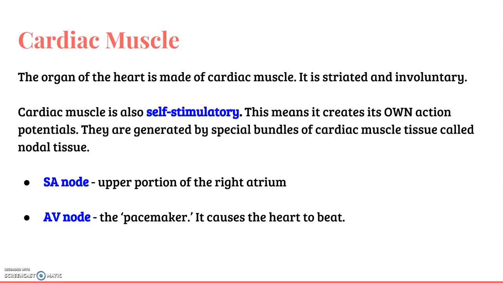The organ of the heart is made of cardiac muscle. This muscle is striated and it's involuntary, so you don't have to think about your heart pumping. Cardiac muscle is also self-stimulatory, and all that means is because you're not thinking about it, it creates its own action potentials. So there's these special bundles of cardiac muscle tissue called nodal tissue, and you have 2 different nodes.